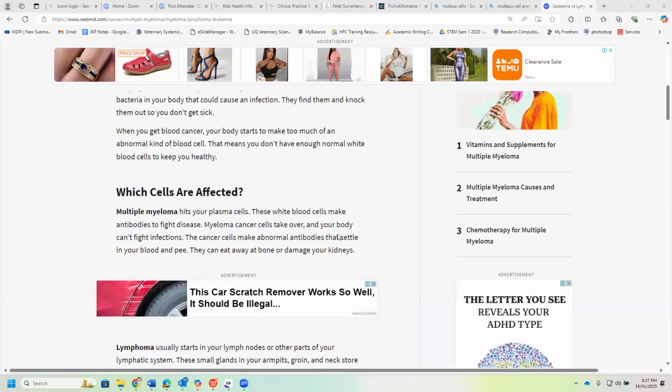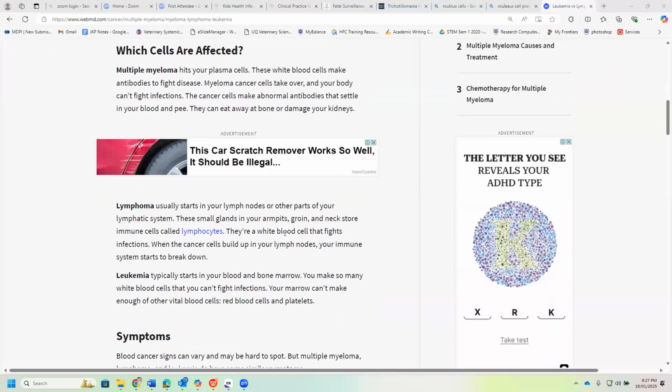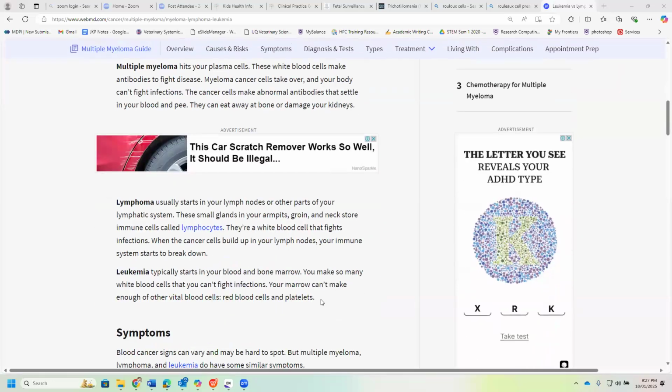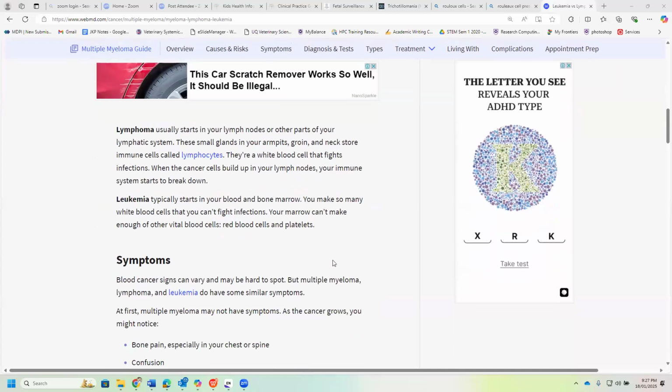And because there are abnormal plasma cells, there is abnormal immunoglobulin formation. These immunoglobulins can't get filtered from the kidneys, and hence your kidneys get damaged as well. Lymphoma starts in lymph nodes. They present with lymphadenopathy in the body. All right. Leukemia starts in your blood and bone marrow. You can't fight the infection, so you will present with symptoms of anemia, thrombocytopenia, and leukopenia.